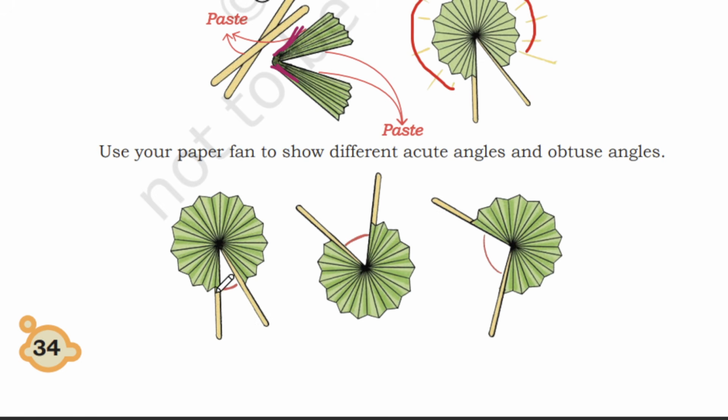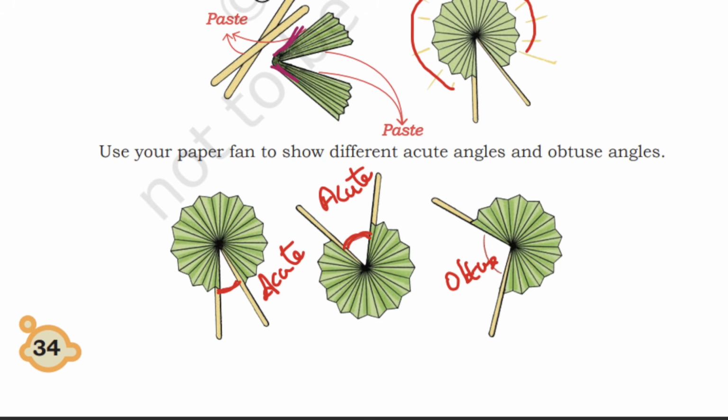Okay, so this one is your acute angle. This one is your acute angle, less than 90 degrees. So you can mark acute angle. And here this one is acute angle. And this one is obtuse angle.